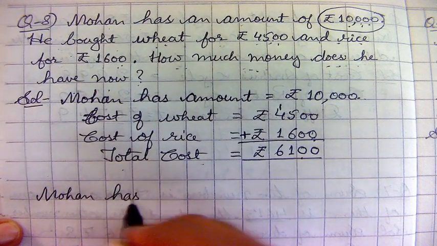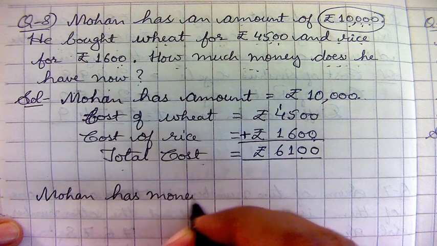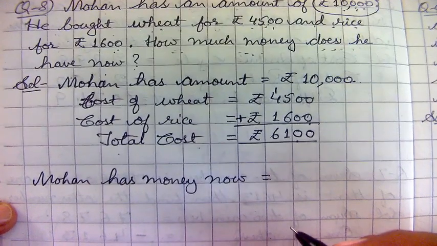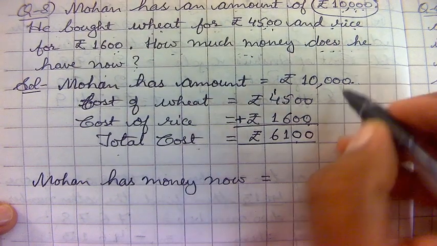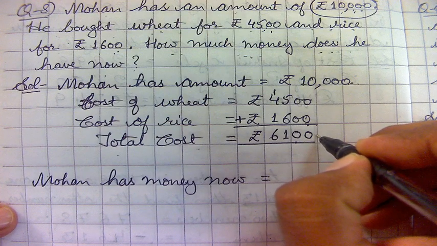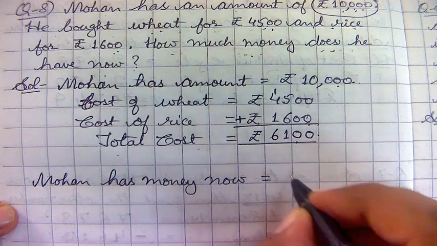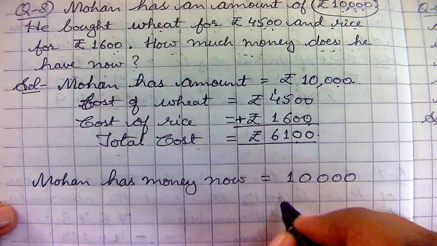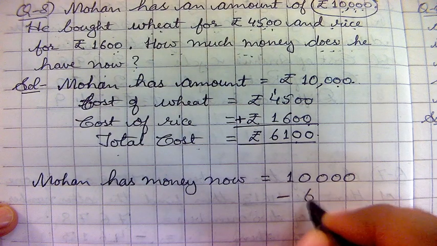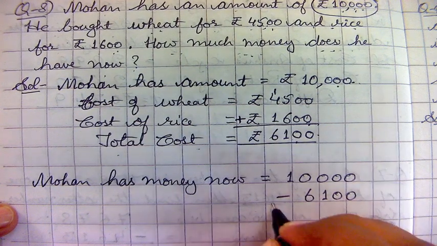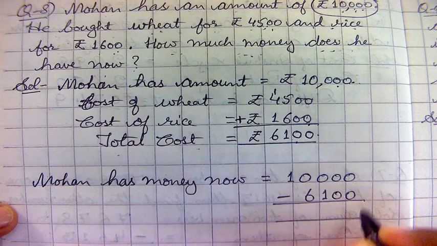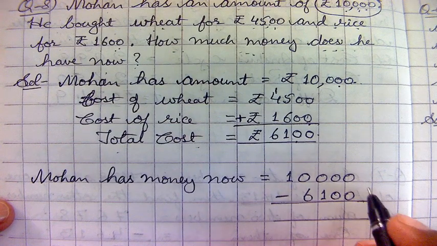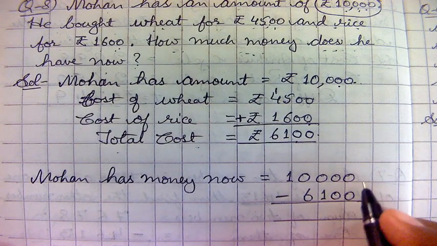So Mohan has money now. Now how much money does he have? So what will you do? We will subtract the 6,100 from 10,000. So first you are going to write 10,000, the amount he has, and from it you are going to subtract 6,100. When you subtract, you will get the amount Mohan is having now.